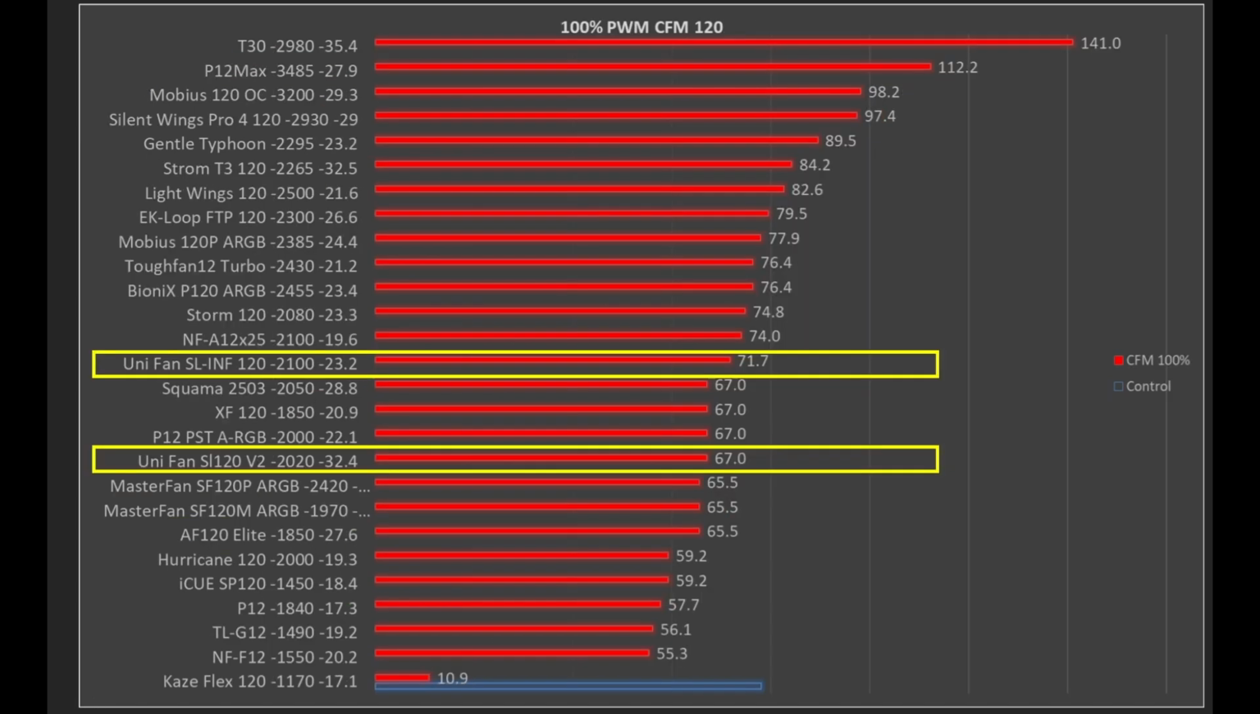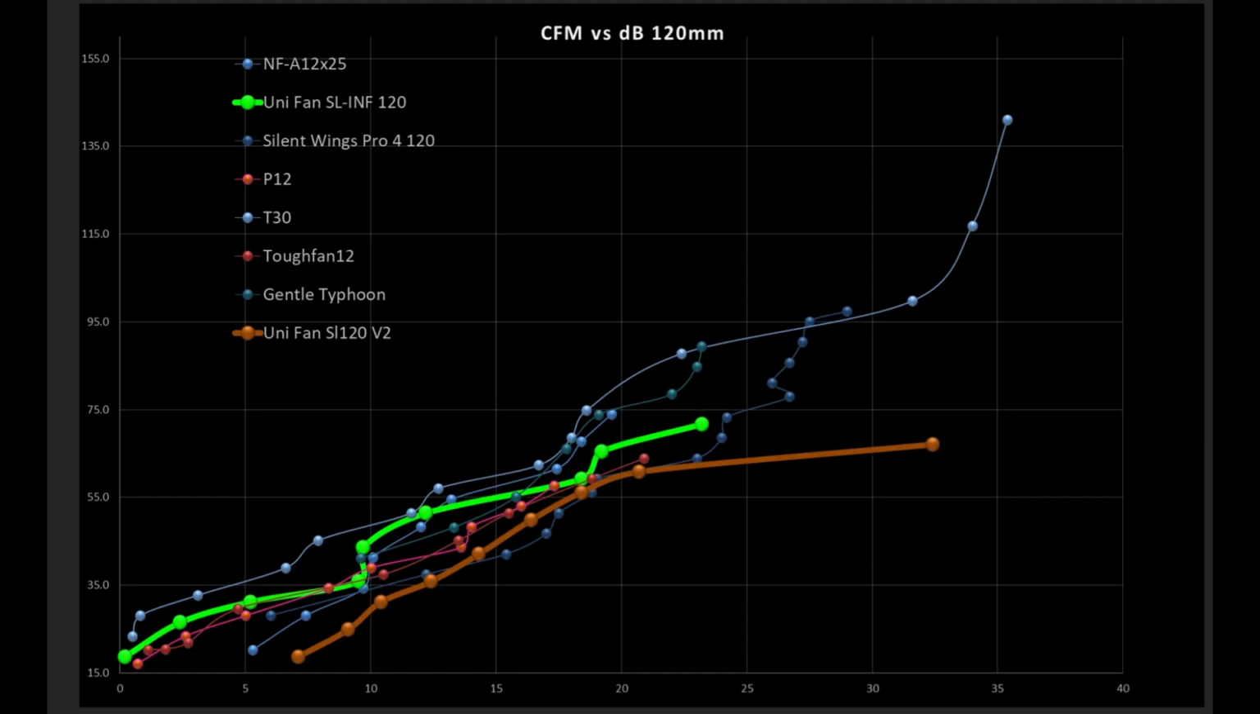At 100% PWM fan signaling, the SL120 is still shifted towards the bottom, while the Infinity is kind of smack dab in the middle. It's just a hair behind the A12X25, but at significantly higher noise levels. So again, you need to keep in mind what is most important to you when picking out computer components: CFM, airspeed versus decibel rating. The Infinity is sitting smack dab in the middle of my good fans.